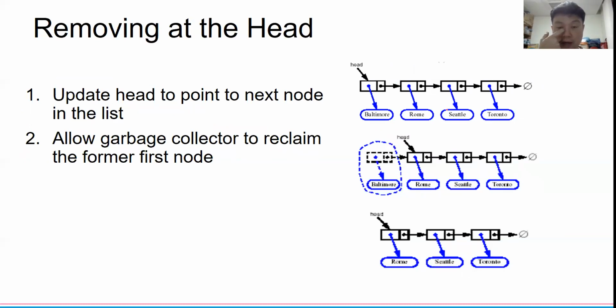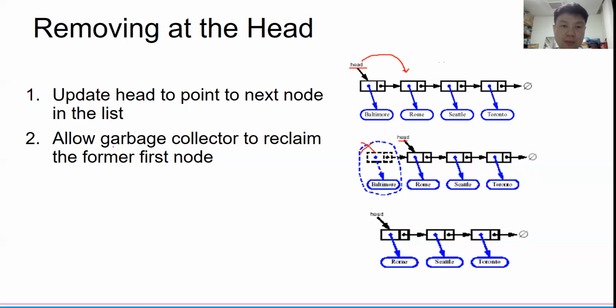There's another kind of operation, for example, removing. Okay, so you want to remove the head. In order to remove the head, you need to update the head to point to the next node. So if you have this head, and let's say I want to cancel my trip to Baltimore, so I just want to go directly to Rome. Then you first need to go to the next element. The next element is Rome, and after you have the new head, this is the element of Rome, then you can just remove it. Okay?